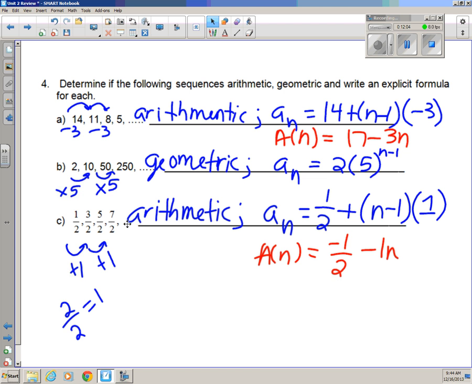Then all you've done to get from the blue to the red on part A and part C is distribute in what you're multiplying through n minus 1, and then combine like terms.